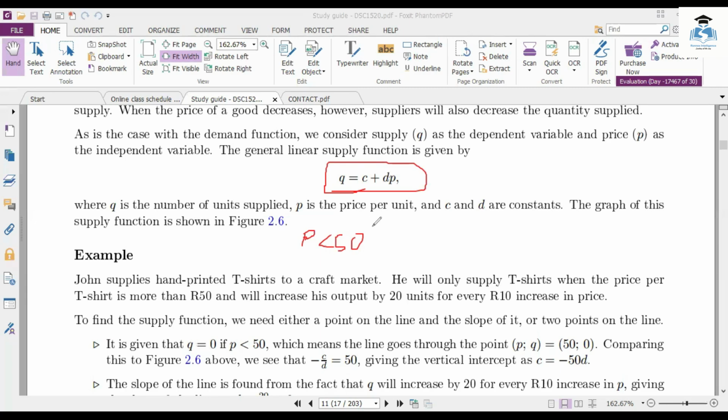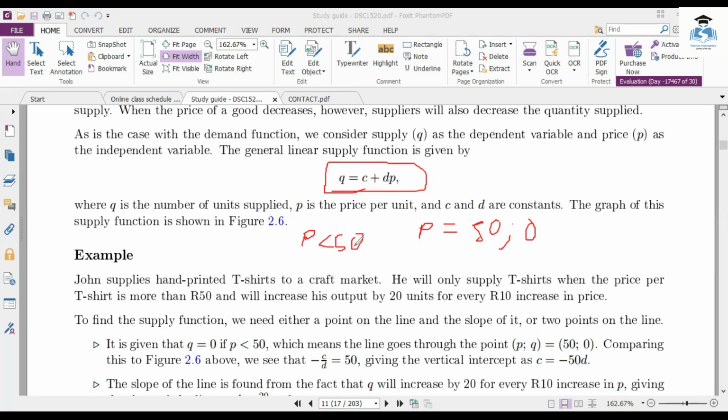So we are saying that if the price is less than 50, our price will remain as 50, right? But the quantity to be supplied will be 0. Why? Because we want the price to be above what? 50.